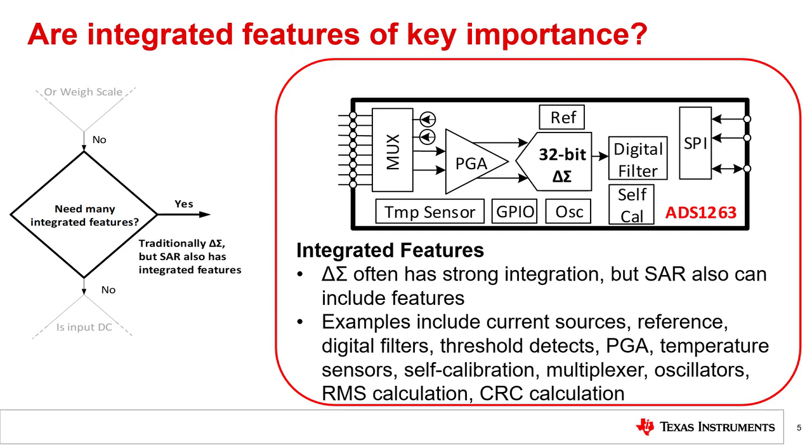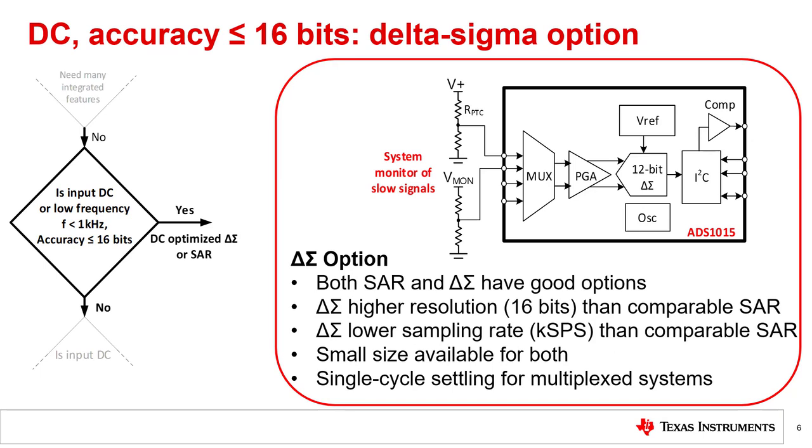In the previous decision, we saw that some Delta Sigma converters include integrated features for sensor signal conditioning. However, this is not exclusive to sensor-specific products. Many useful features may be integrated that are general purpose in nature. For example, some devices include filters, voltage references, threshold detectors, programmable gain amplifiers, oscillators, and RMS and CRC calculations as well. Traditionally, Delta Sigma converters tend to include more integrated features, but lately this is becoming common in SAR converters too. The next decision to consider is whether the application requires DC accuracy but low resolution.